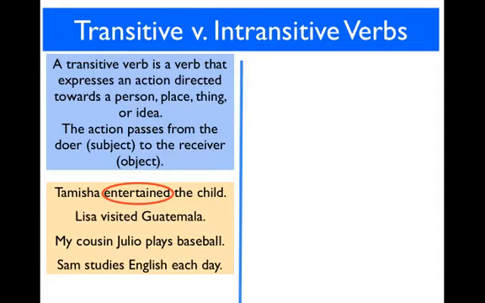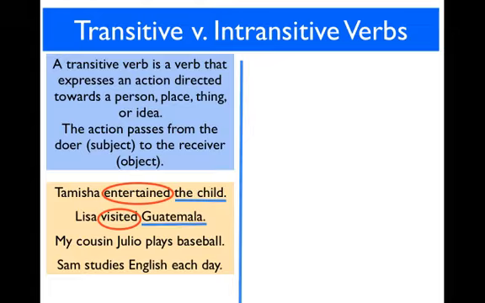So for example, in number 1, Tamisha entertained, which is definitely the verb. We learned what verbs are already. Entertained whom or what? The child. So that's what makes it a transitive verb. Lisa visited, that's our verb right there, visited whom or what or where?